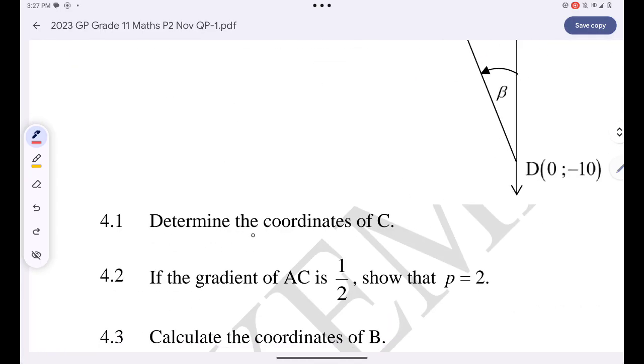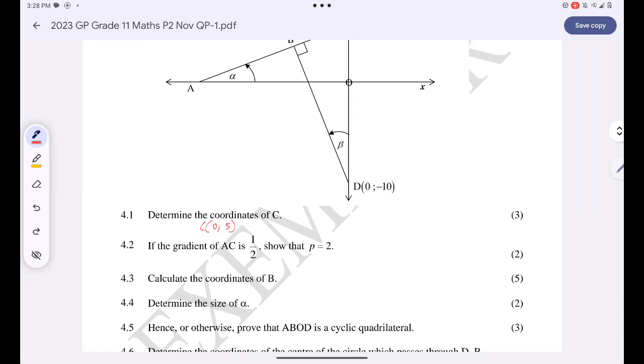So the coordinates of C: for every y-intercept, x is 0 and y is just positive 5. Okay, and then now I'm told that if the gradient of line AC is 1 over 2, I must show that p is equal to 2.